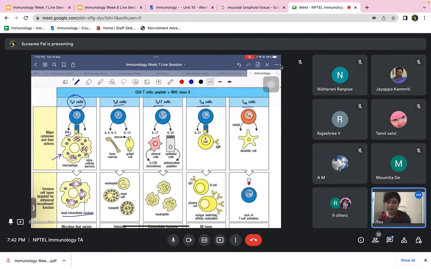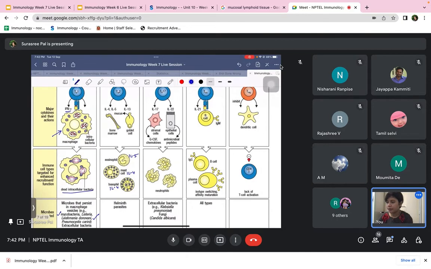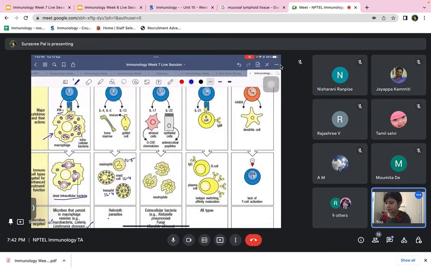The Th2 cells produce the cytokines IL4, IL5, and also IL13. So what happens, this IL4 activates the mast cells and basophils, and IL5 activates the eosinophils. Eosinophils are activated by the signaling of IL5. And what is the effect of these Th2 cells? They help to get rid of these helminth parasites. So they give this anti-helminthic immunity by activating the eosinophils, mast cells and the basophils.